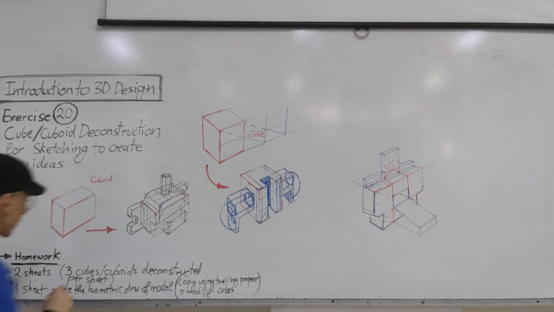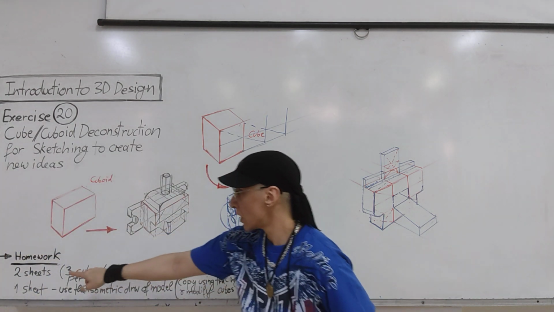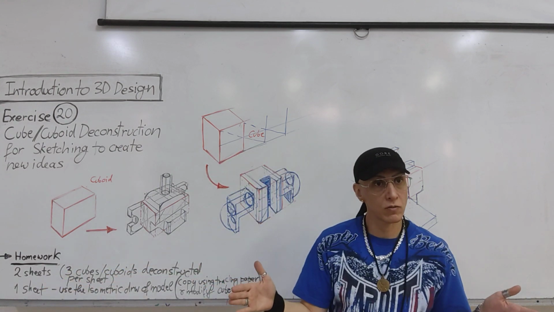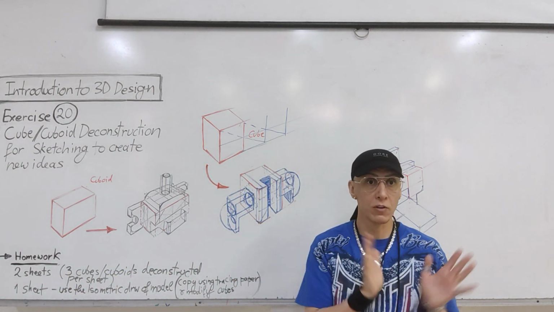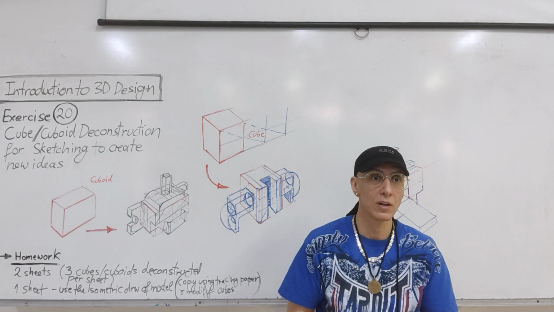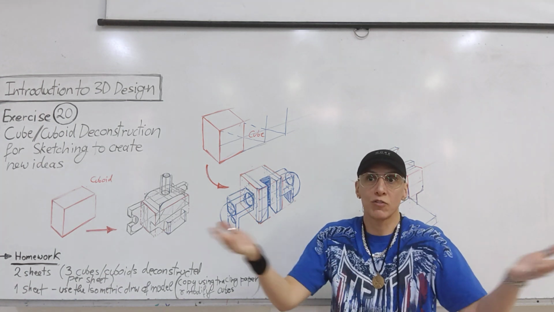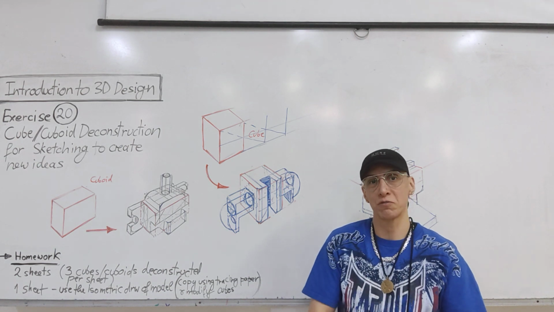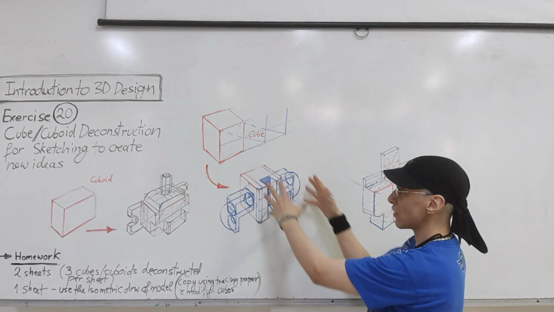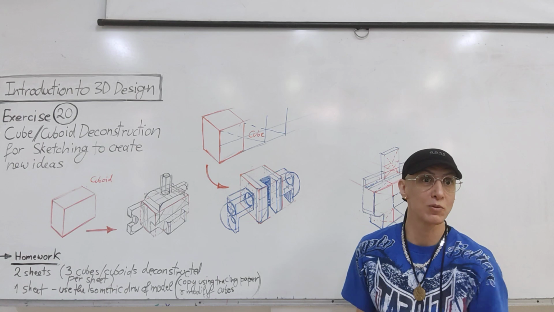What do you need to do for your homework? 2 Fabriano sheets. So 6 objects, 3 here, 3 here. Okay, 6 different designs that you will draw. And of course, each one of you will have totally different designs, because the experiments you will do with the shapes will be different.